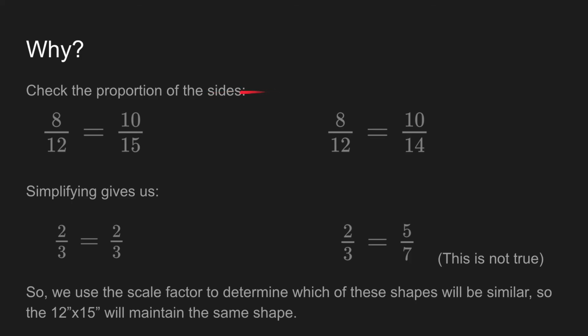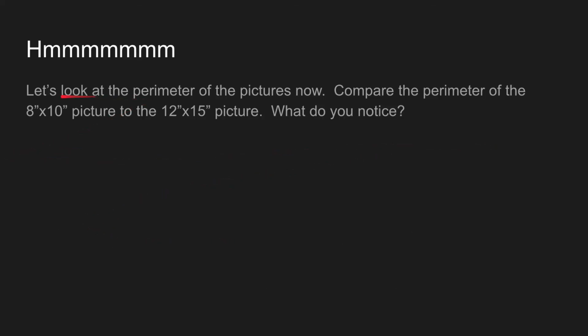So we have to check both proportions. We're going 8 to 12, small side to small side. Does it equal the ratio between large side to large side? And I have to do that for both of the pictures. Simplifying, 8 to 12 gives me 2 to 3. 10 to 15 gives me 2 to 3. But for the 12x14, 10 to 14 will actually give me 5 to 7. So it's not true. The best one that we can use will actually be the 12 to 15. If we use the 12 to 15, we will keep the shape similar, and we'll have no distortion.